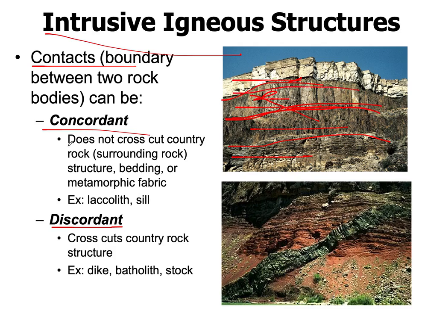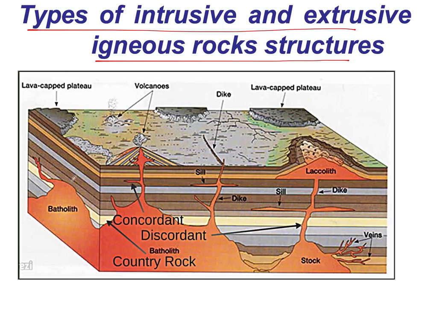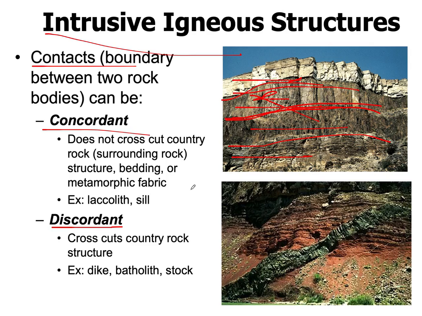So what are concordant bodies? I need this description, right? Because in the previous picture, you can see, for example, this dike is cross cutting. You can see this is the bedding plane, and this is cross cutting. And some, for example a Sill, are not cross cutting, right? So we need a clear description of intrusion while discussing it. That's why I'm discussing concordant and discordant. Concordant are those that do not cross cut, for example Laccolith and Sill.